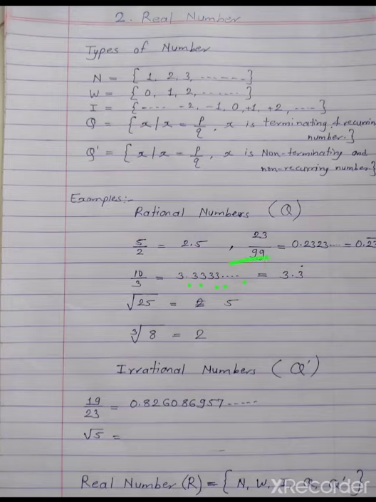Similarly, 23 upon 99, we will get the answer 0.2323. So here the group of 2, 3 is repeating. Therefore we can use a bar on 2, 3.